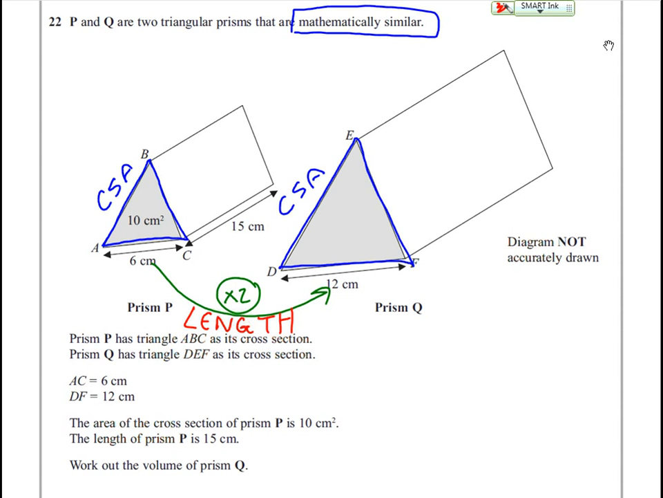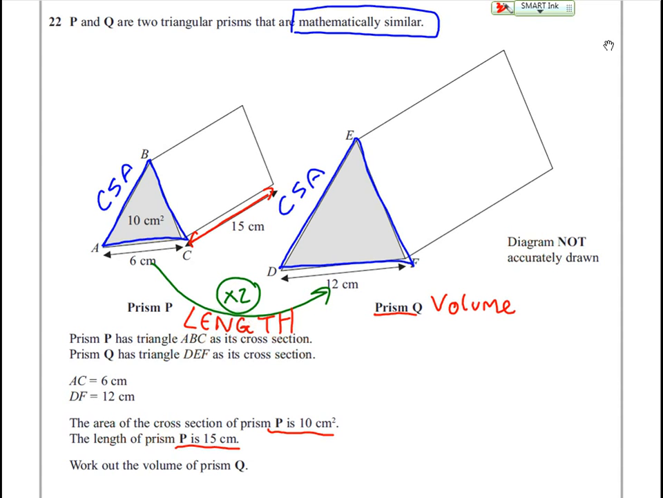change. The cross section of prism P is 10 centimeters squared, as we can see. The length of prism P is 15, as we can see. Work out the volume of prism Q. So we want the volume of this.